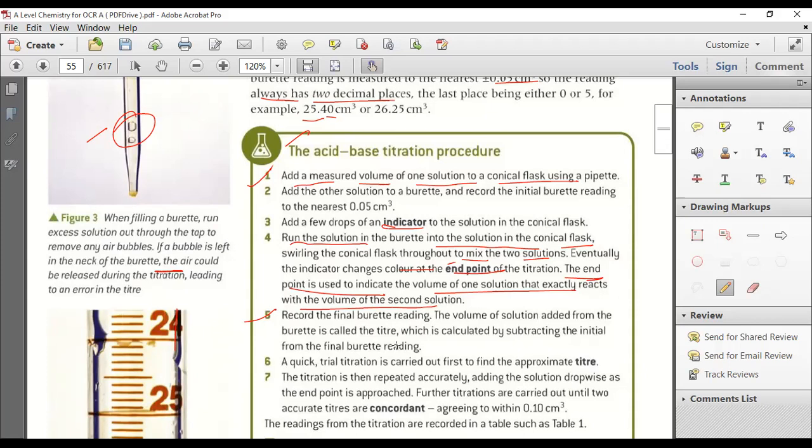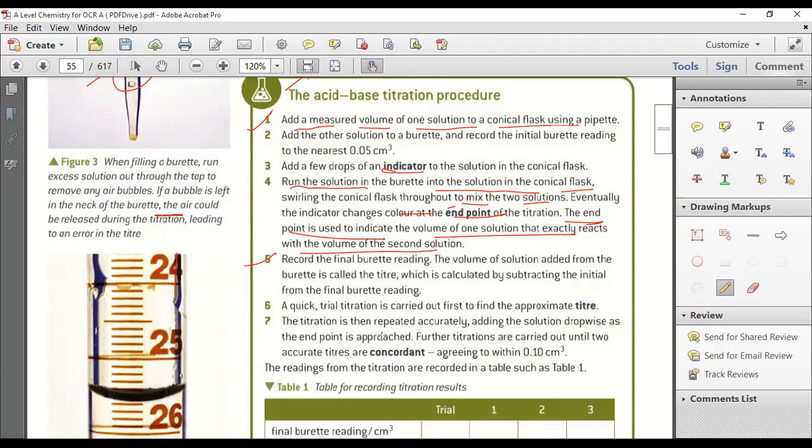Now, further titrations are carried out until accurate titres are concordant, agreeing to within 0.1 centimeter cube. Is that point clear? Seventh point is clear or not? I'm again telling the sixth point.